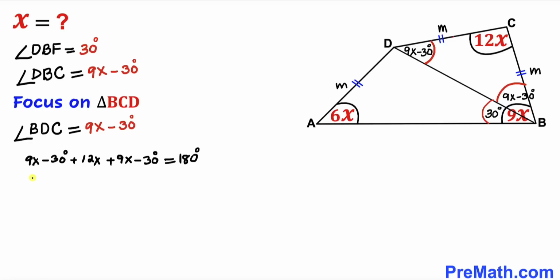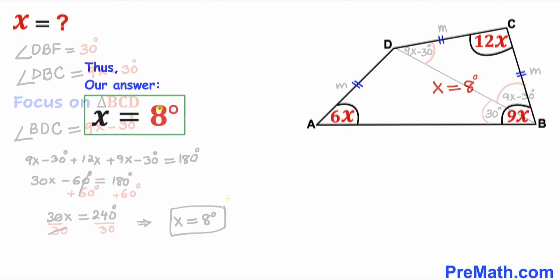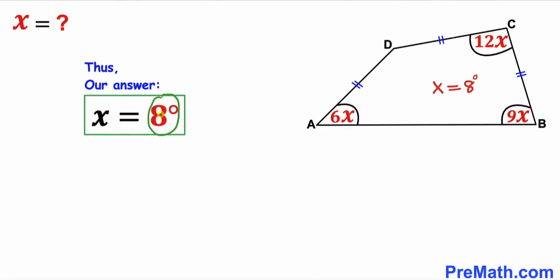That is going to give us 30x minus 60 degrees equals 180 degrees. Now let's add 60 degrees on both sides. This is gone. So on the left hand side we have 30x equals 240 degrees. And now let's divide by 30 on both sides. This is gone. So therefore our x value turns out to simply be 8 degrees. So our angle x turns out to be 8 degrees.